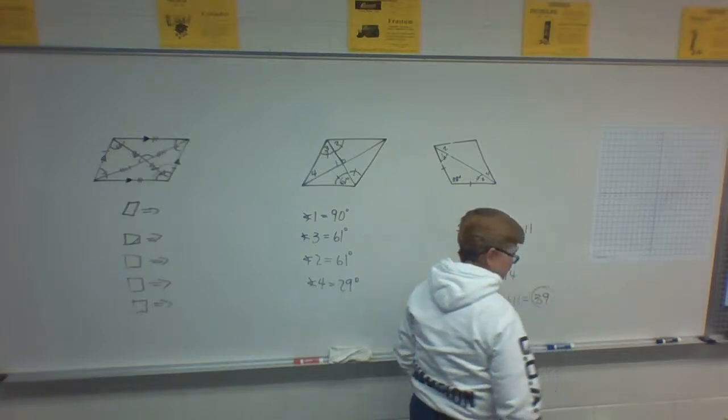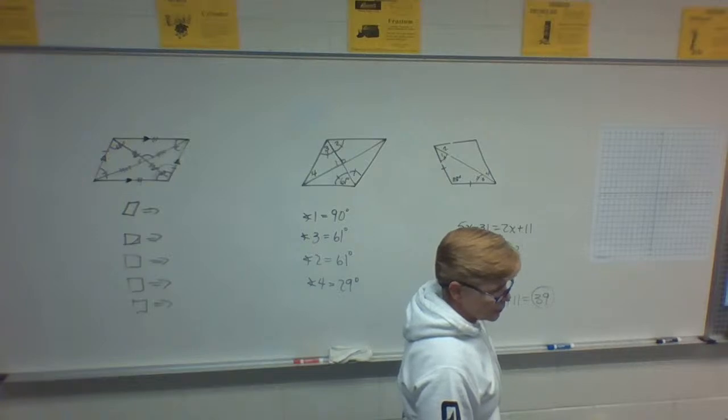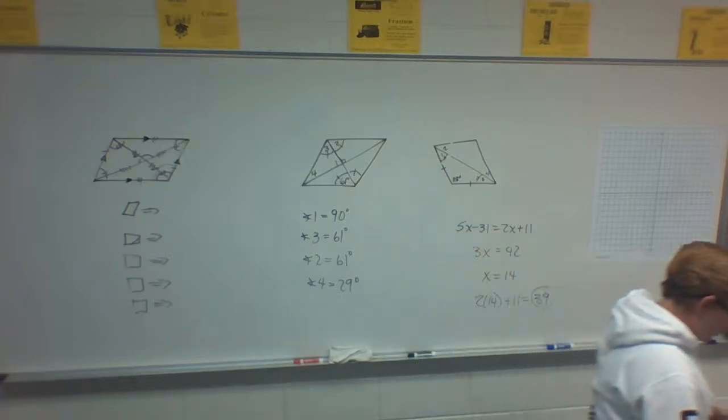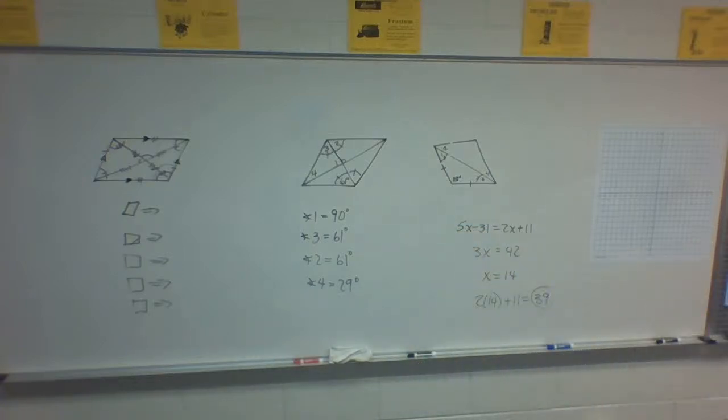So both diagonals are 39 in length. Follow that? Because it was a rectangle, we were allowed to set the diagonals equal to each other. One more thing.